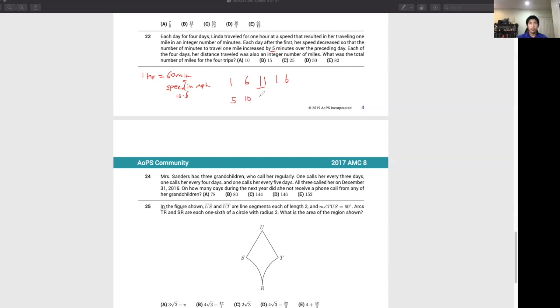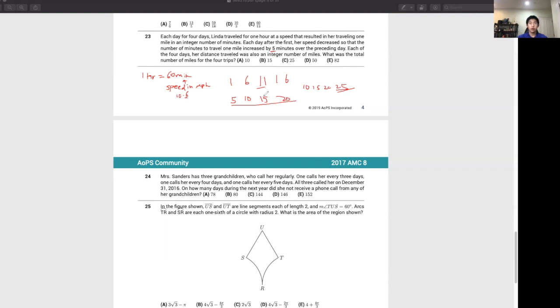So 5, 10, 15, 20, and this is actually the set that works. If you had instead tried 10, 15, 20, and 25, you'll find a problem once you get to 25. So we know that 5, 10, 15, and 20 is our solution set for the number of minutes per mile.